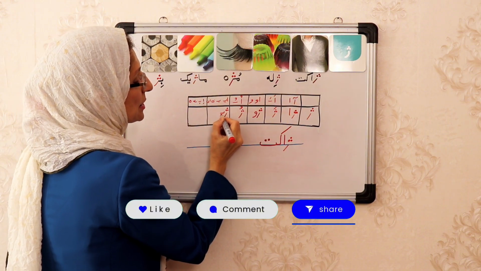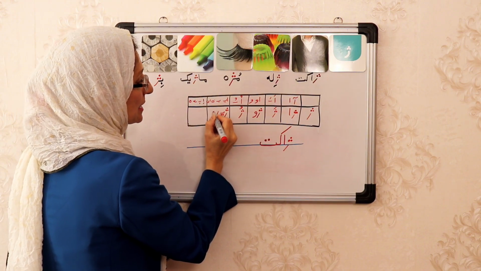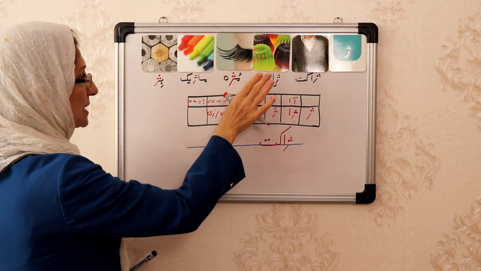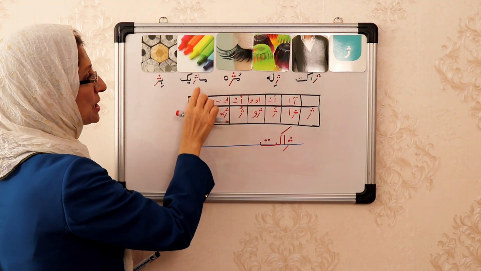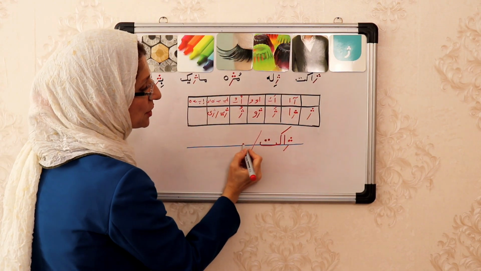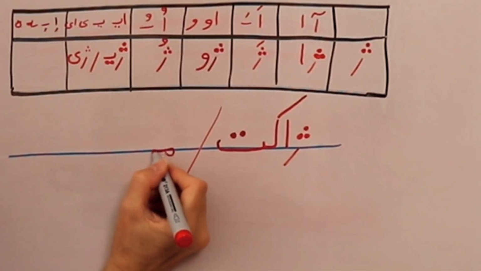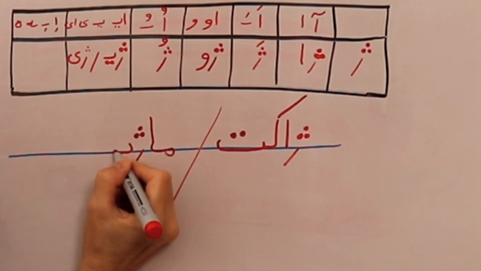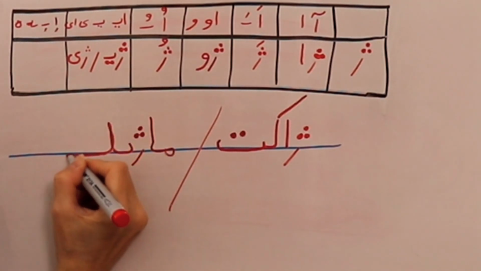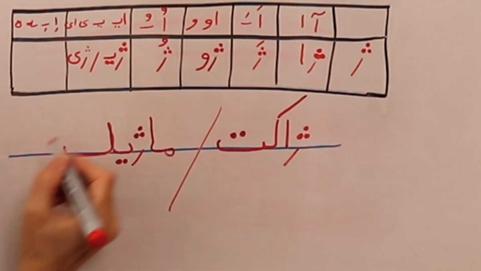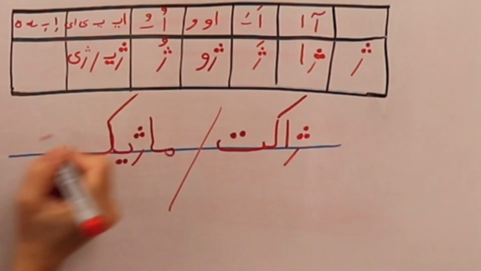J and I. And we have for I the word magique. Look at the way I write. Ma, I, then write K, return back, and write dots for J. Magique.